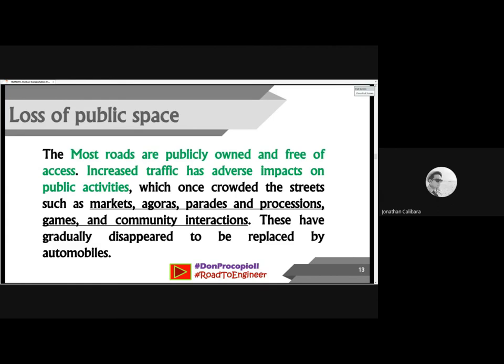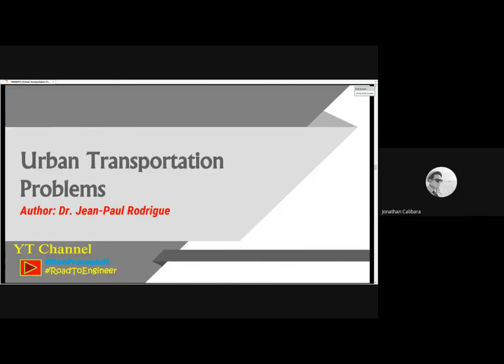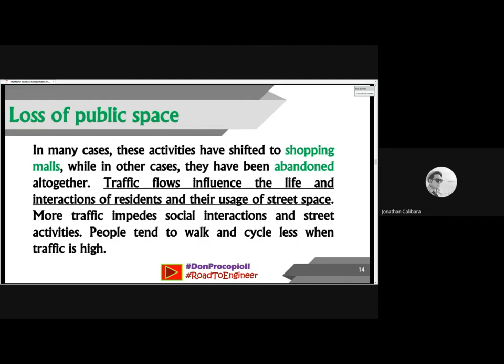Okay, so we have to go to our last topic just for today. We have the loss of public space. Continuation lang siya. Okay, loss of public space is in many cases these activities have shifted to shopping malls, while in other cases they have been abandoned altogether. Traffic flows influence the life and interactions of residents. Under usage of street space, more traffic impedes social interactions and street activities. People tend to walk and cycle less when traffic is high.